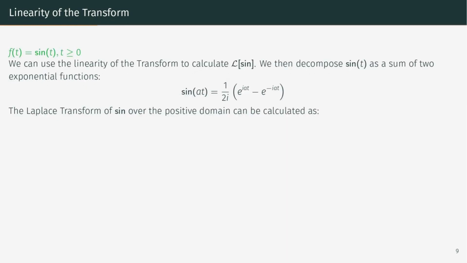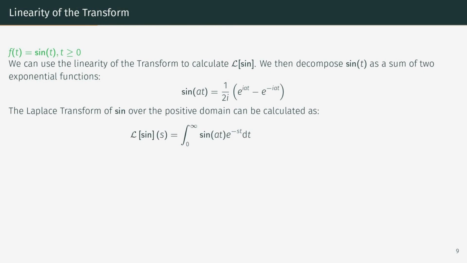We can then consider an example of the linearity of the transform. We can use the linearity of the transform to calculate the Laplace transform of the sine of t for t greater than or equal to 0. We can decompose the sine of t as a sum of two exponential functions, such that the sine of at equals 1 over 2i times e to the iat minus e to the negative iat. The Laplace transform of sine over the positive domain can then be calculated.